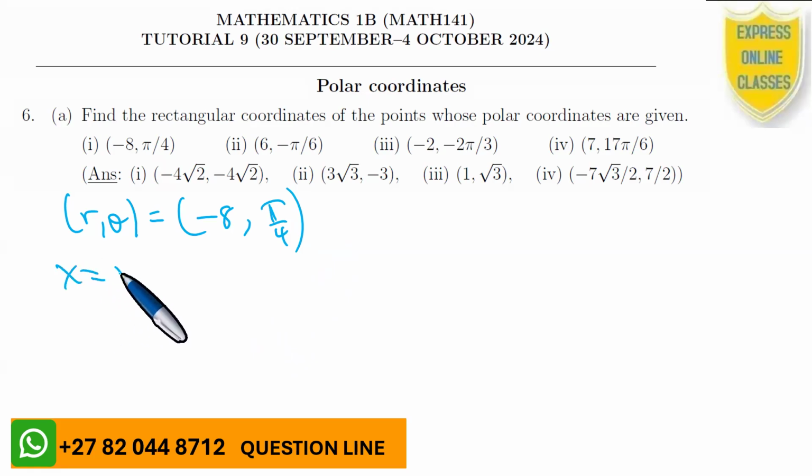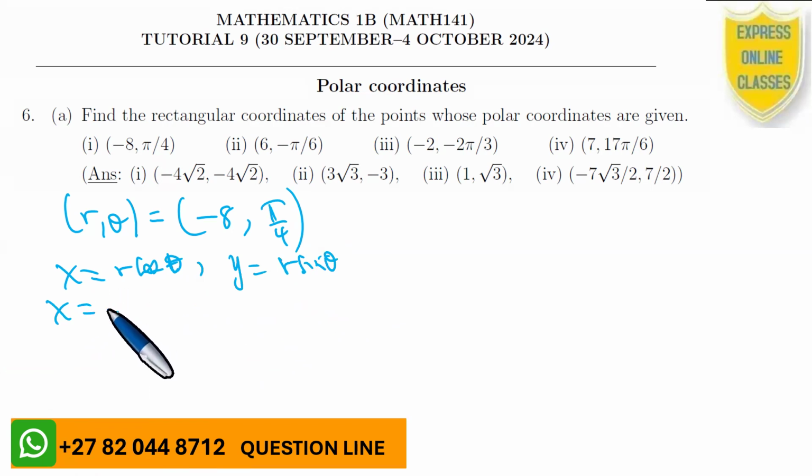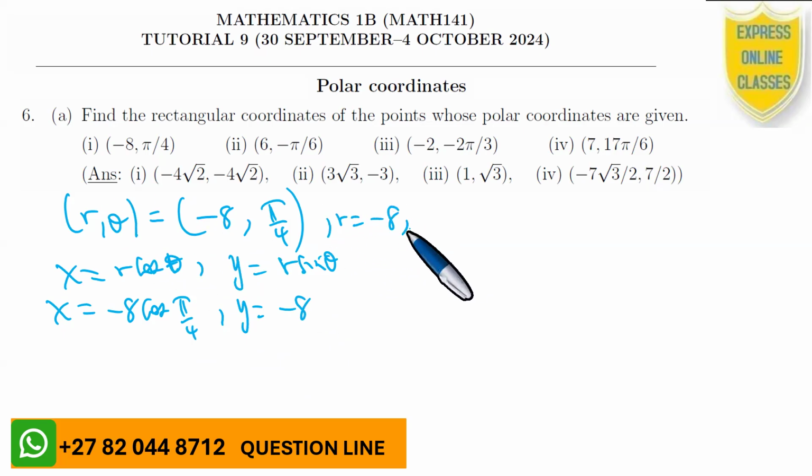But we know that x is r cosine theta, and y is r sine theta. So x becomes the r, which is minus 8, times cosine of theta, which is pi over 4. Y is r, which is minus 8, times the sine of theta. So you have r is minus 8, and then theta is pi over 4 radians.